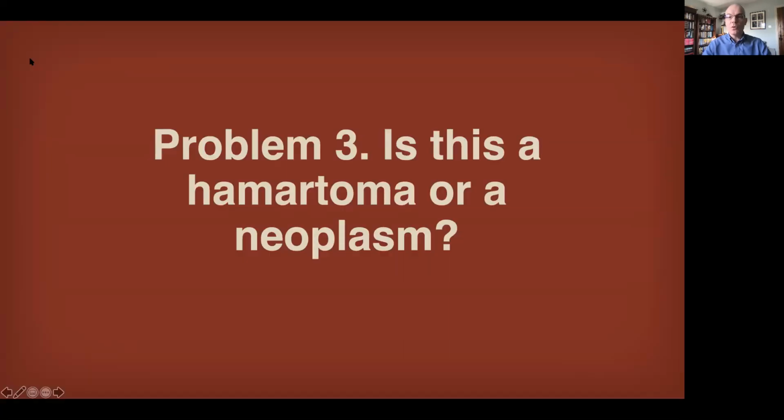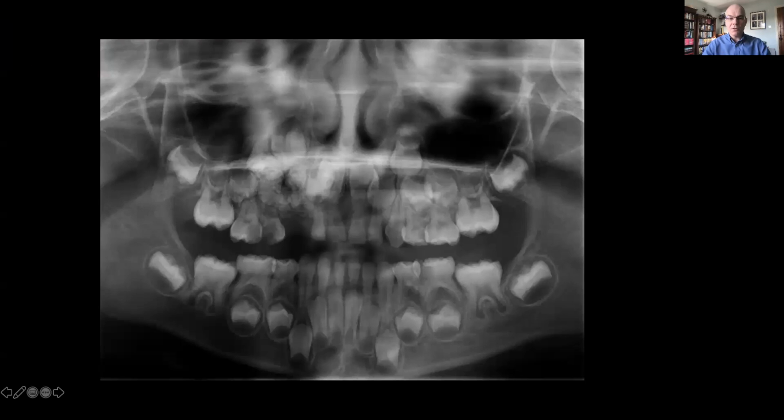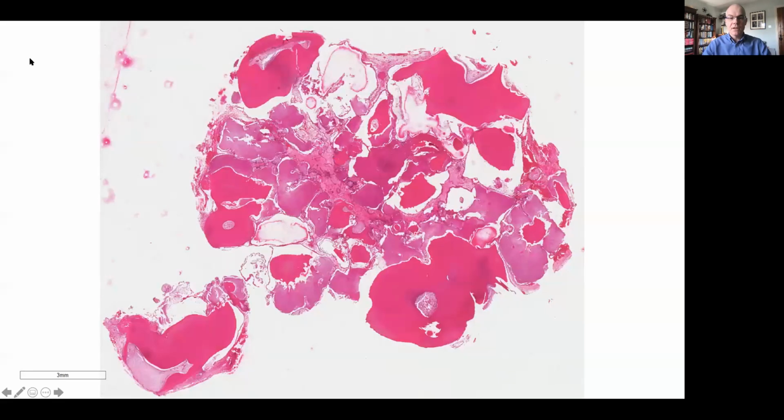Problem number 3 is the question of whether a lesion is a hamartoma or a neoplasm, and this is controversial at present. In case number 2 from your slide set, it's a 5-year-old female who has failure of the eruption of upper right C, that's tooth C, and there's mild expansion. Here we have another panoramic radiograph in this case, and you can see a lot of teeth that are developing, but of particular interest is on the right side of the maxilla, where in addition to these unerupted teeth, there is a radiopaque mass.